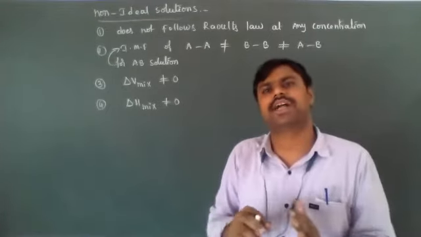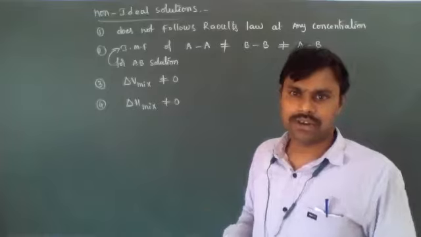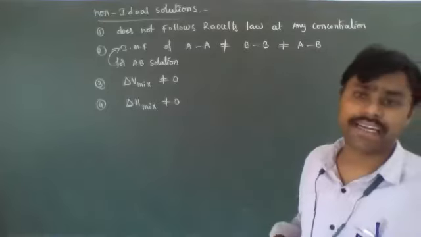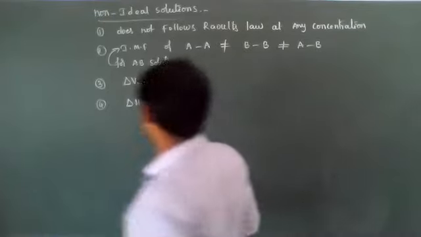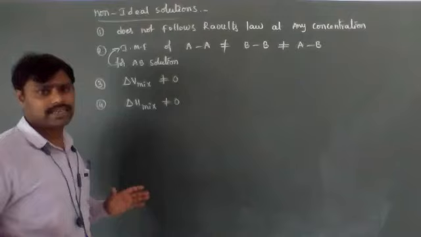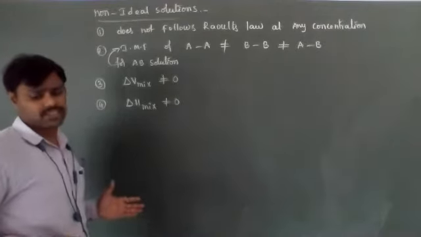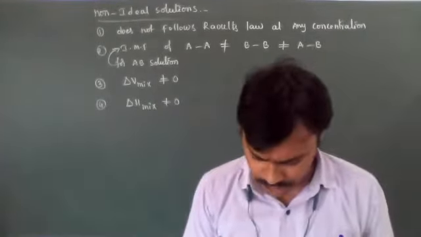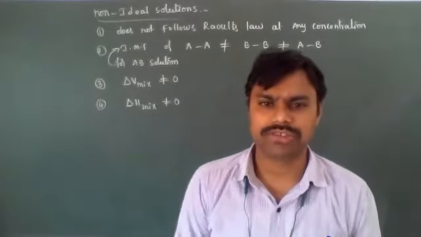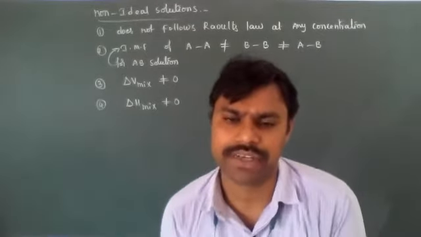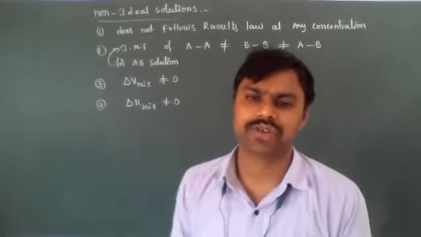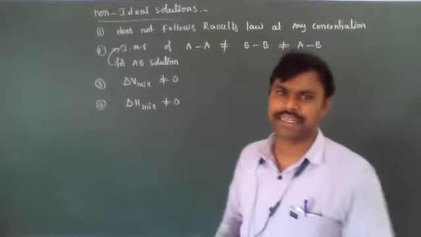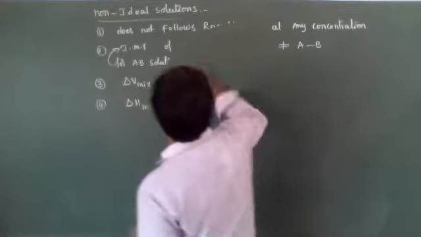Non-ideal solution means they do not follow Raoult's law. These non-ideal solutions are of two types: one is positive deviation solutions, the second one is negative deviation solutions. Okay, students, we need to discuss the properties and examples of positive deviation solutions and negative deviation solutions. Let's see.